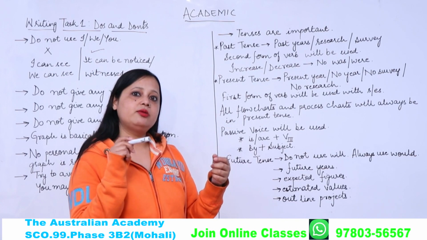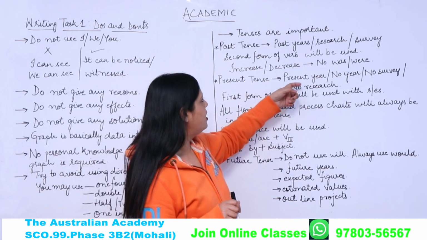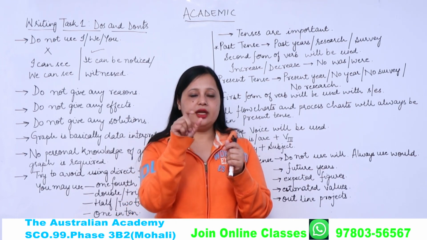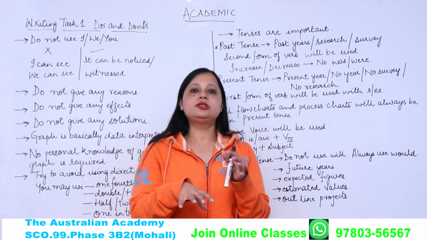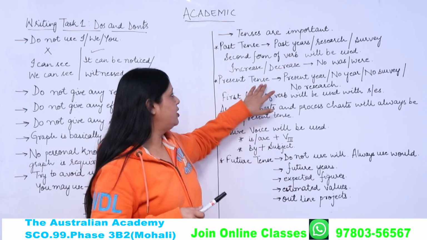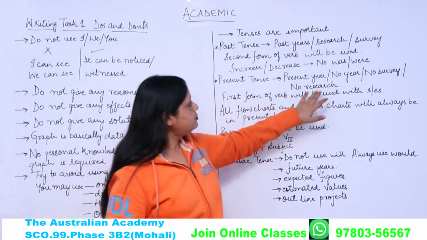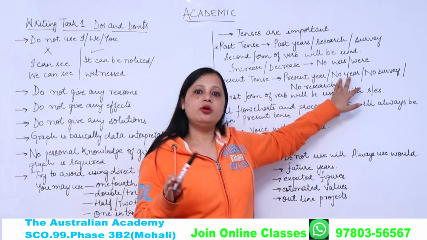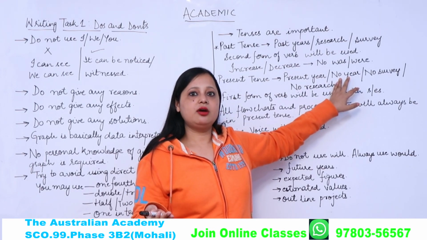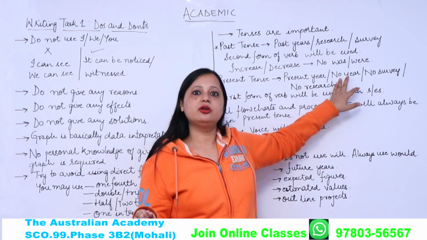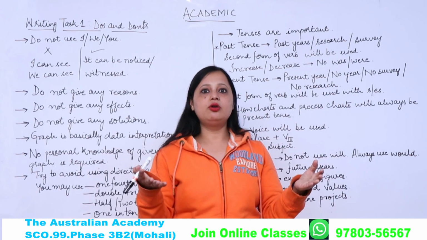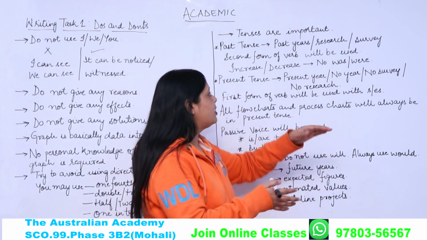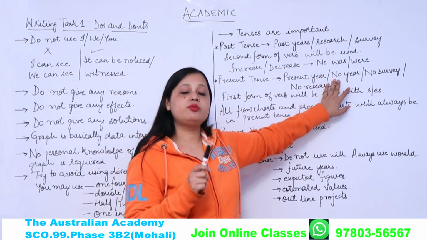The next is where to use present tense. If you find that the present year is given, let's say it is 2020 going on and in the graph they have given 2020, so that is the present year. In that case you need to use present tense. If you find that in the entire graph there is no year given, no year given means you cannot figure out whether it is of past or future. So it is neither of past nor of future. It means it is of present. So if no year is given, again you need to write in present tense.